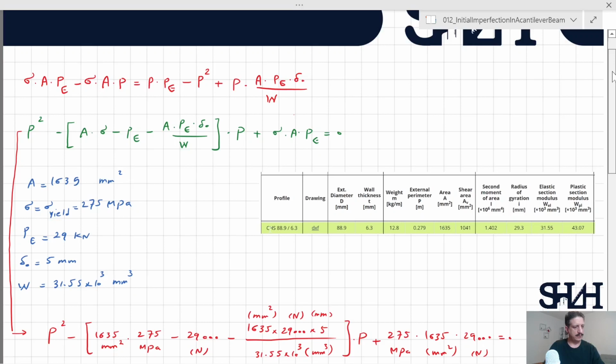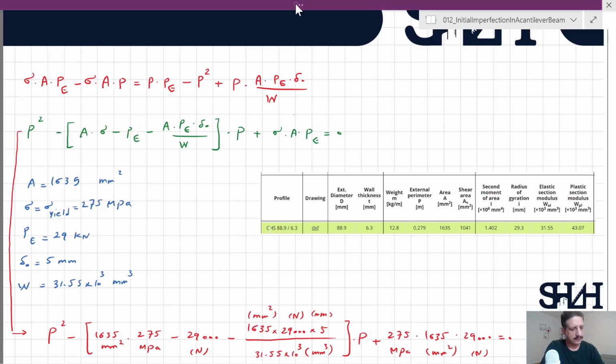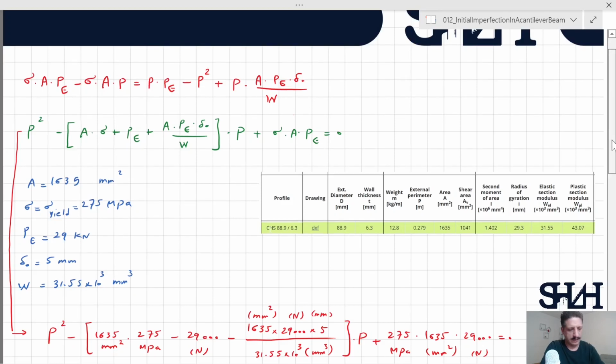Coming back to our equation, we factor this negative here. This should be a positive value.